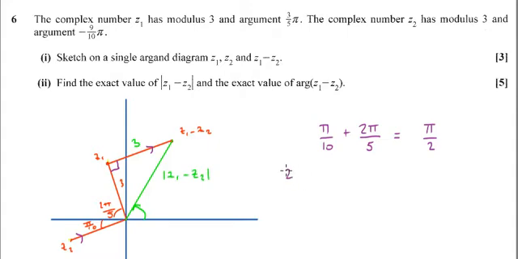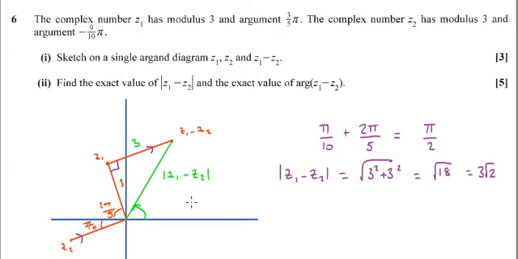So Z1 minus Z2 is going to be the square root of 3 squared plus 3 squared. So that's just root 18. Or you might write 3 root 2 if you want.